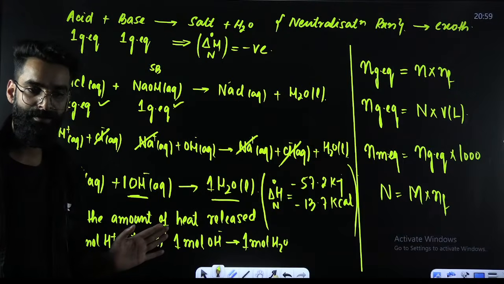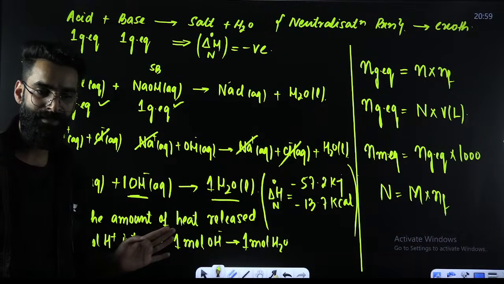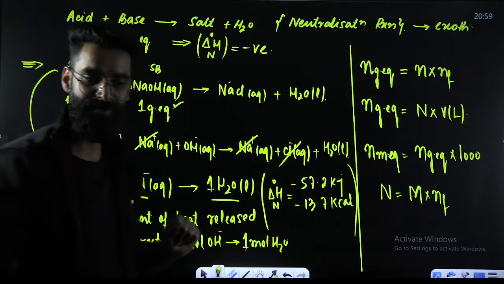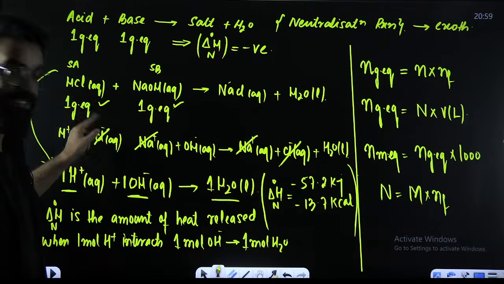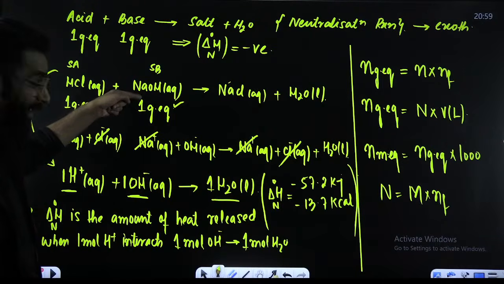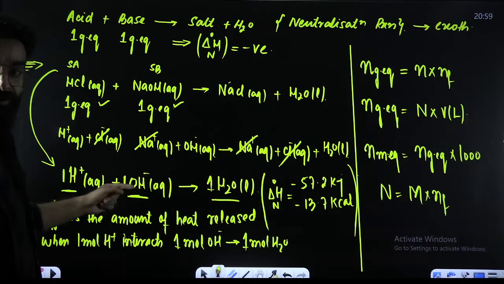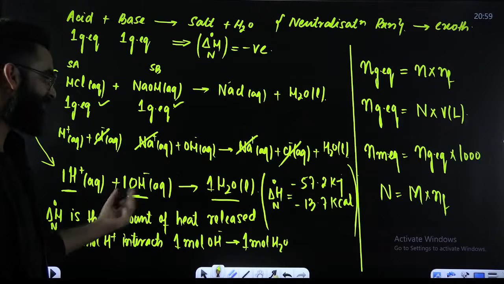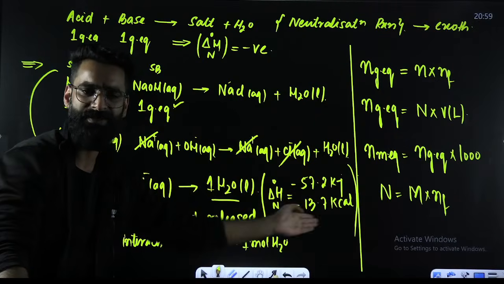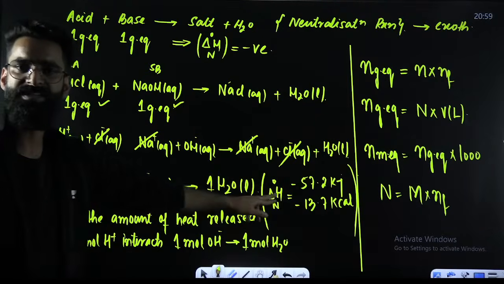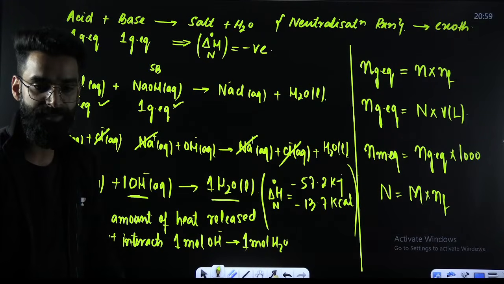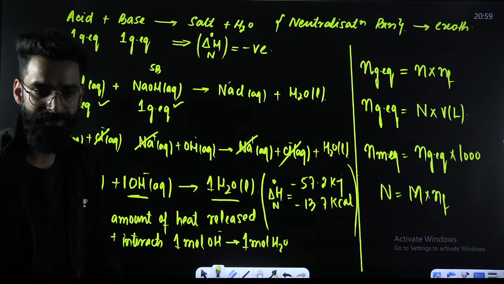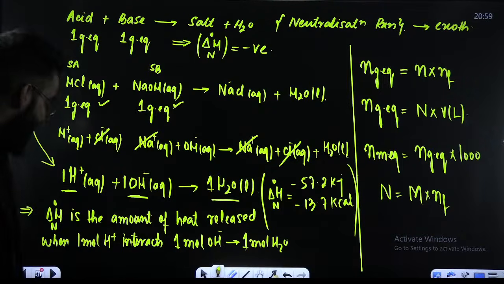Right, guys? Now I need to do certain variations over here. If you look carefully, I took strong acid and strong base. I took 1 gram equivalent of strong acid, which gave 1 mole of H+. This 1 gram equivalent of strong base gave 1 mole of OH-. And 1 mole of H+ and 1 mole of OH- interacted, and they gave us this much amount of heat. This is what I call the enthalpy of neutralization in this particular case. Perfect. Now, guys, there are certain things which I need to tell you.